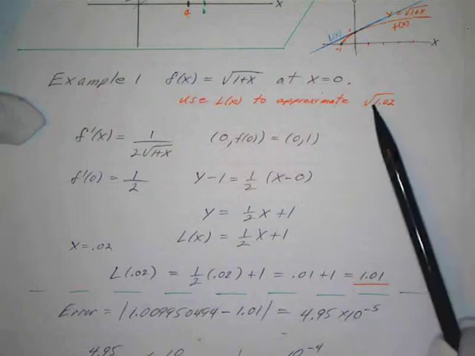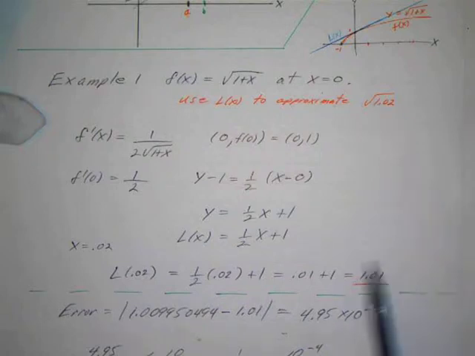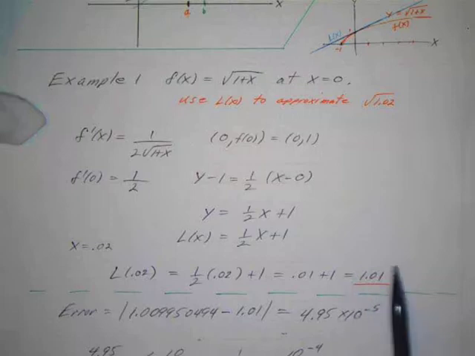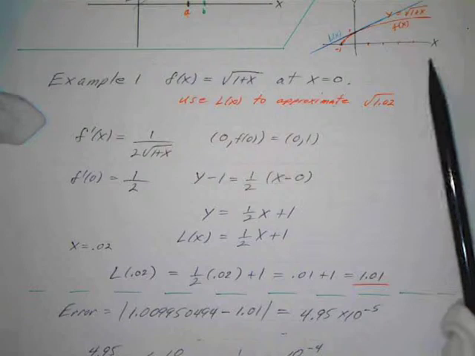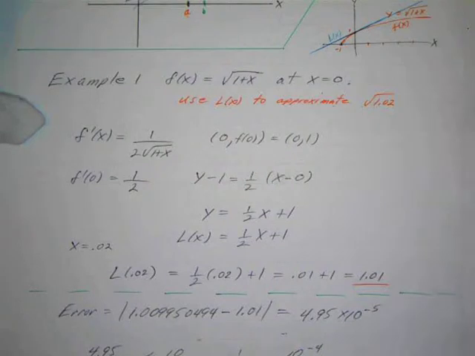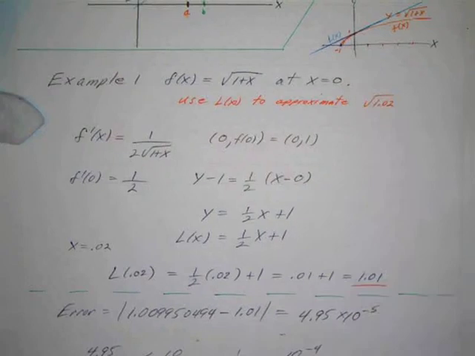So the square root of 1.02 is approximately 1.01. Now that might seem trite, but that gives you a pretty good approximation because I'm pretty close. Okay, 0.02 is pretty close to 0.